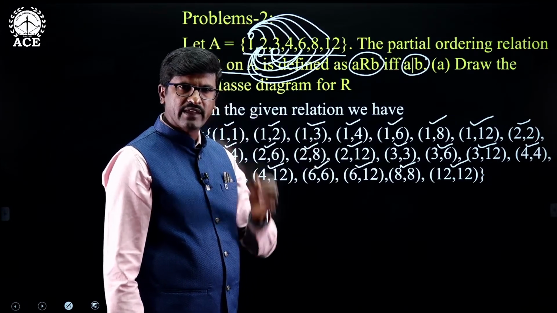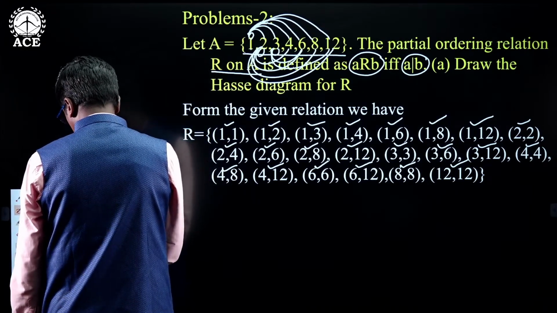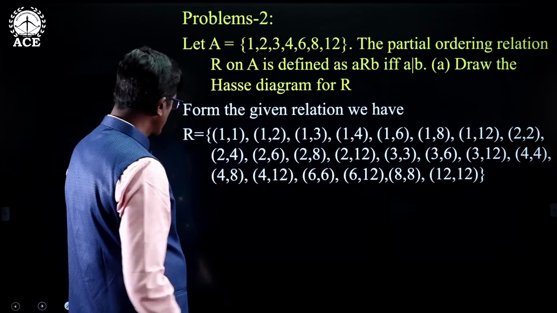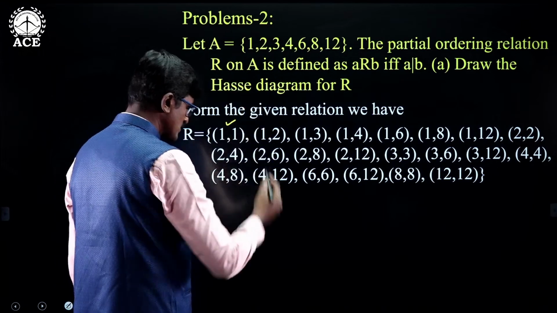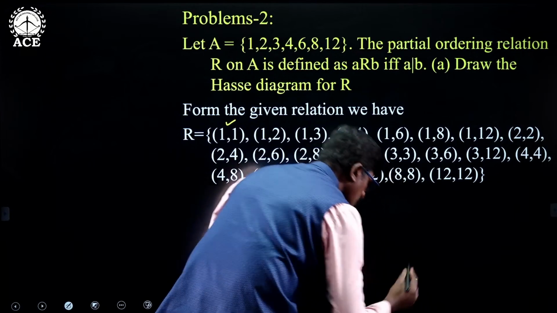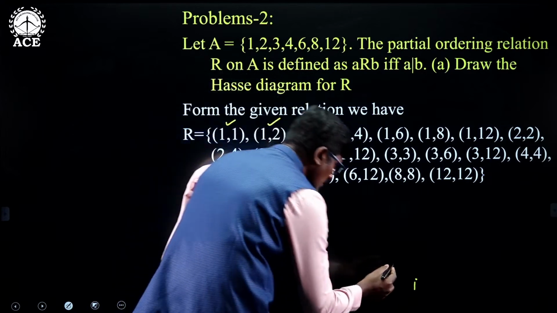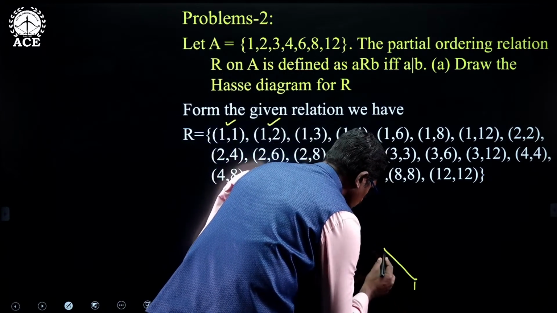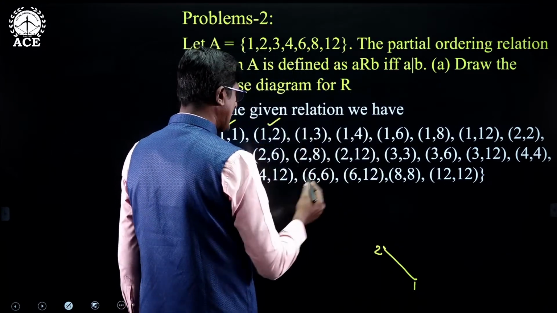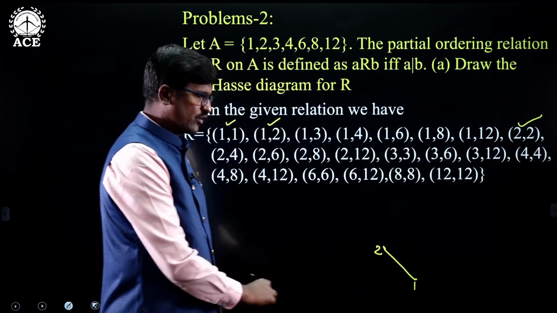Now, for all these ordered pairs, we have to draw the Hasse diagram. Now, I am going to draw the Hasse diagram for these ordered pairs. The first one is 1 comma 1. I am going to represent that with a dot. Dot 1 means 1 comma 1. Next one is 1 comma 2. This is 1 comma 2. So 1 comma 2 is over and 2 comma 2 is also over.